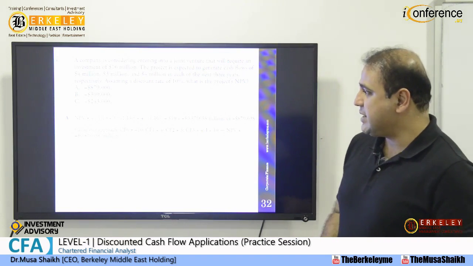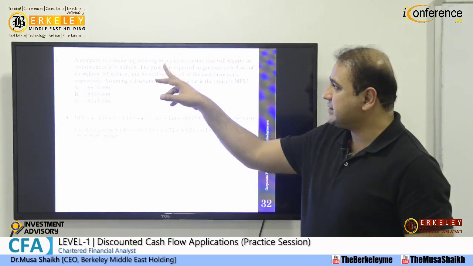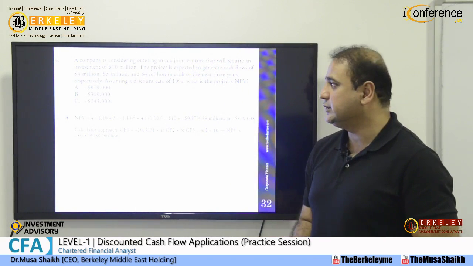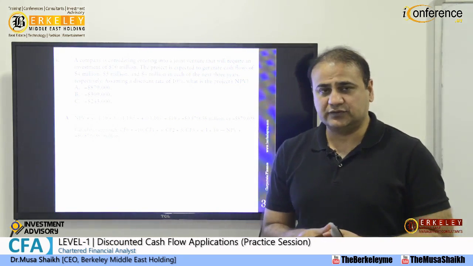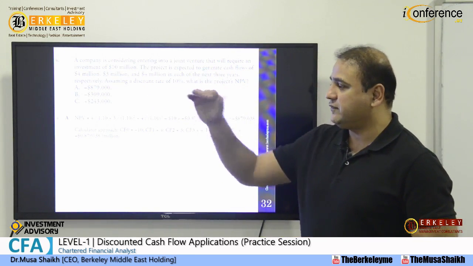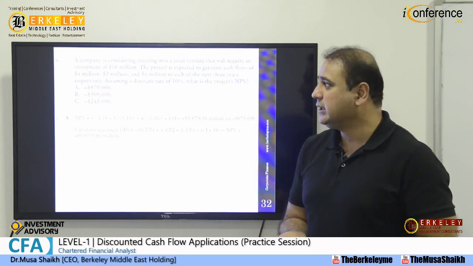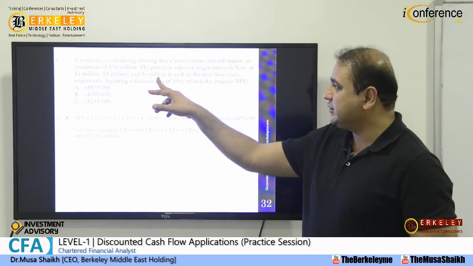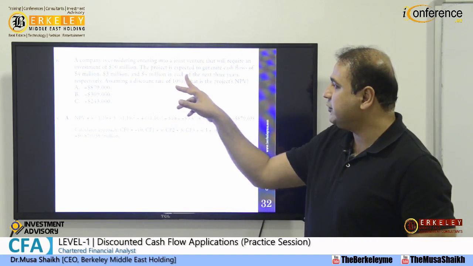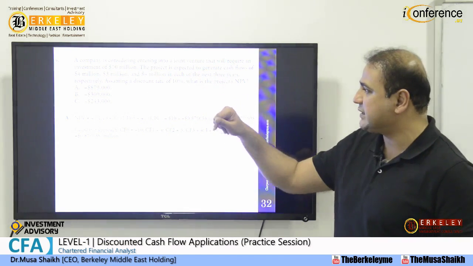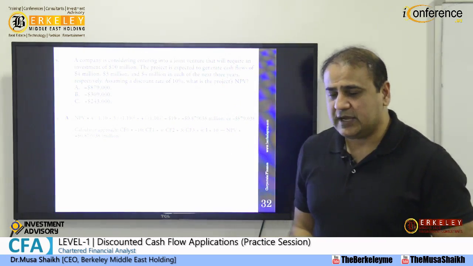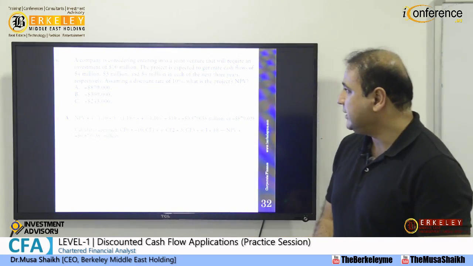We'll do another numerical question. A company is considering entering into a JV that will require an investment of 10 million. So 10 million will be your outflow in year 0. The project is expected to generate cash flows of 4 million in CF1, 3 million in CF2, and 4 million in CF3 in each of the next 3 years respectively. Applying a discount rate of 10%, we have to calculate the net present value.